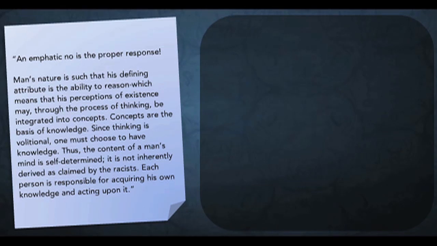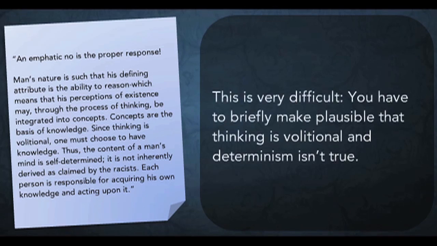Now, you have a very difficult assignment in paragraph 3 of page 19, which is you have to briefly make plausible that thinking is volitional, that determinism isn't true. And that is very hard to do. It's hard to do because it's either common sense or it's wildly controversial. Either you, in effect, throw away man has free choice, take it as obvious, or you say, you know, you go into the whole song and dance. There have been all these determinists, but they're wrong, and so on.